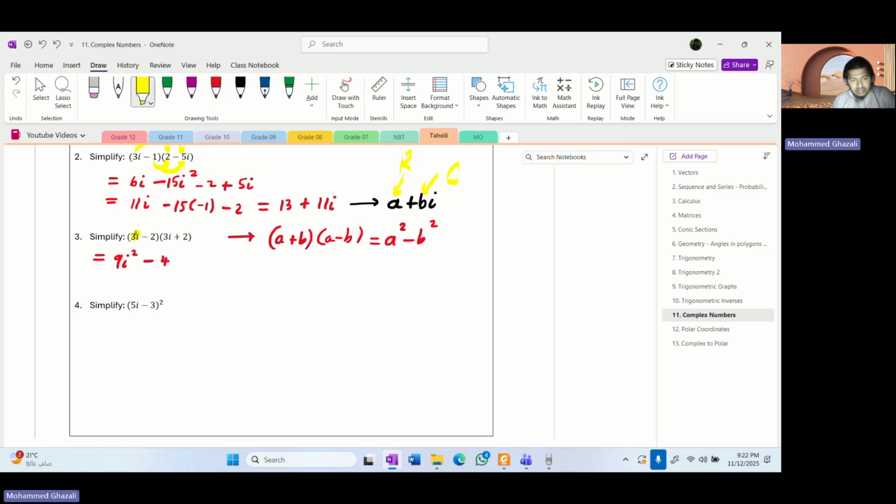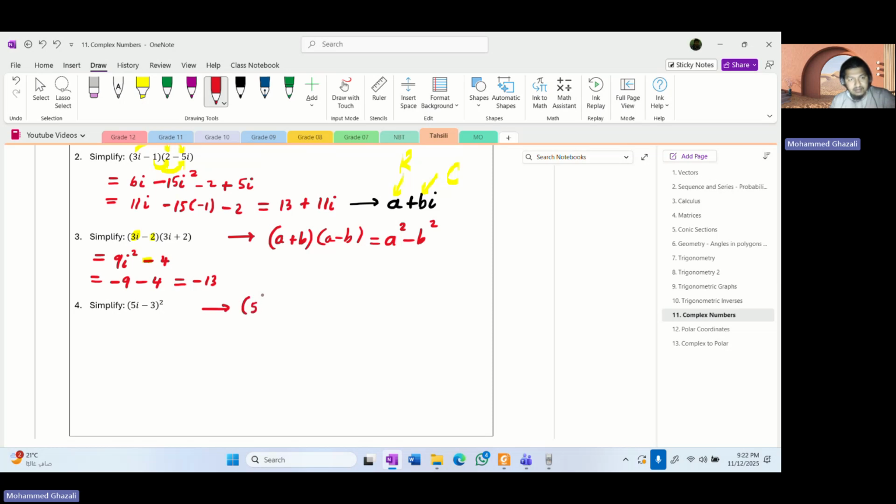We squared the 3i, we got 9i squared, and we squared the 2, and remember, it's a difference of two squares because one is minus, one is plus. 9i squared, i squared is negative 1, so we're going to get negative 9 minus 4, and the answer is negative 13. So this is a nice, beautiful problem because you're multiplying out two complex numbers and you're getting a real number. Great.